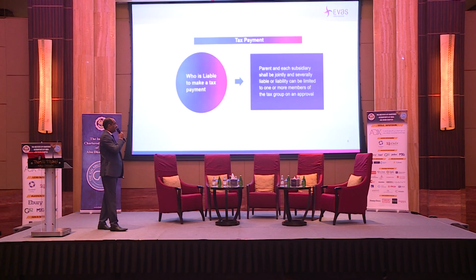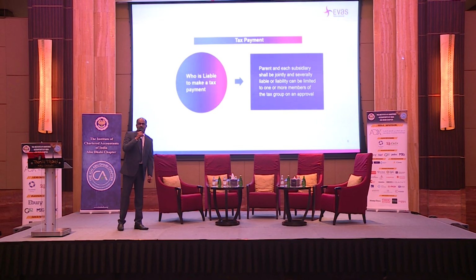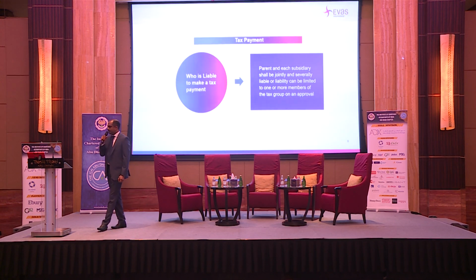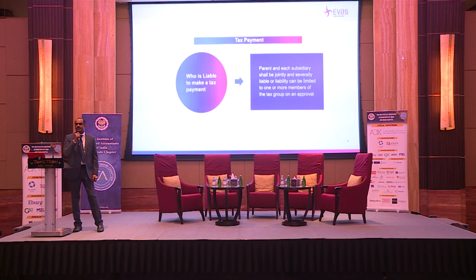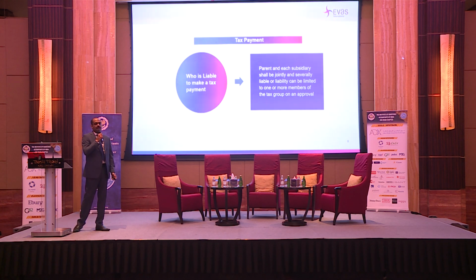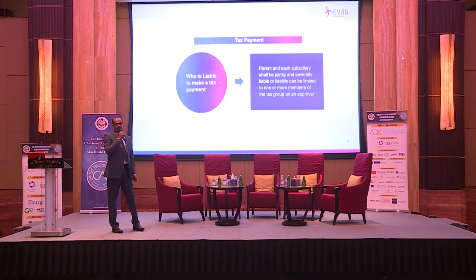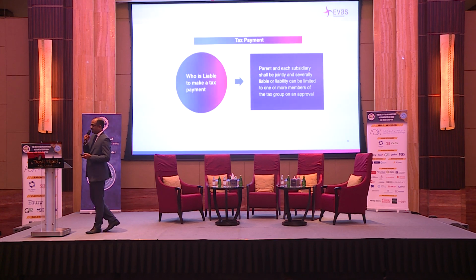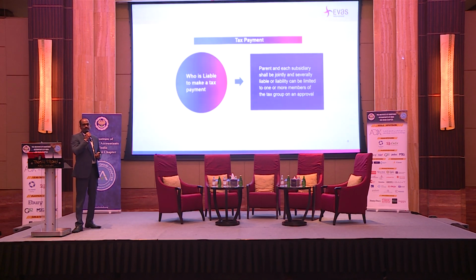Now, with respect to tax payment, who is responsible for it? It is a joint and several liability, or an application can be made by the taxable person to restrict the liability to certain people. So the tax payment will be the joint and several responsibility of the participants of the tax group.